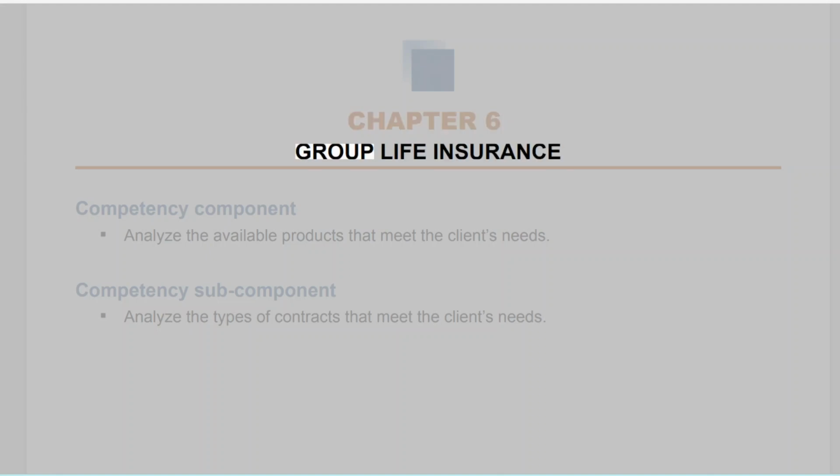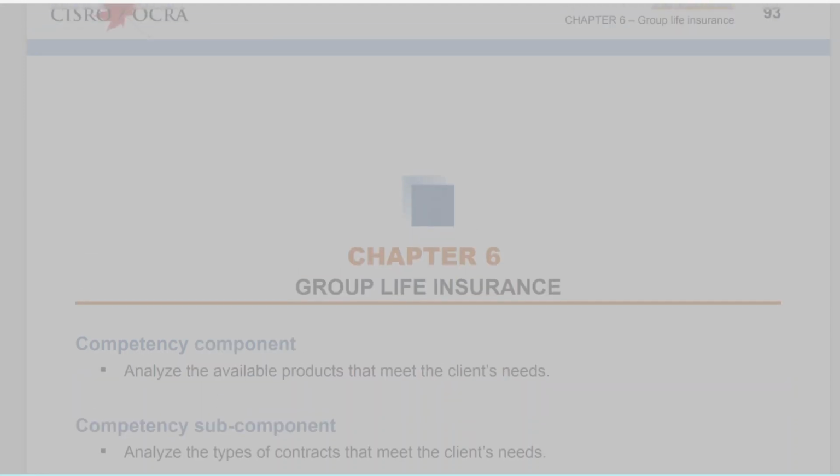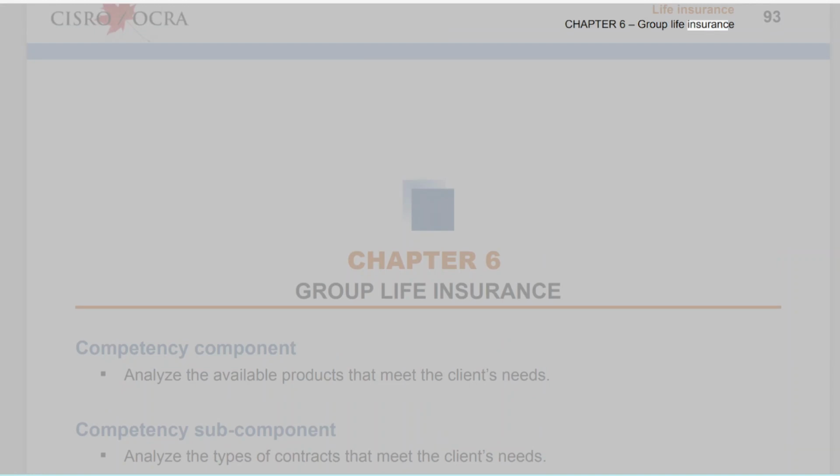Chapter 6, Group Life Insurance. Competency component: analyze the available products that meet the client's needs. Competency subcomponent: analyze the types of contracts that meet the client's needs. Life Insurance, Chapter 6, Group Life Insurance, 93.